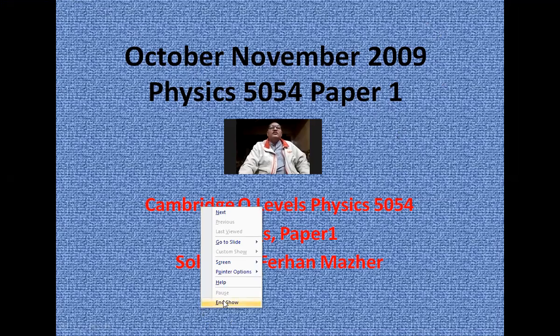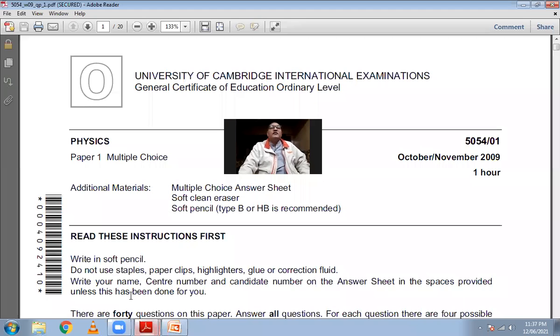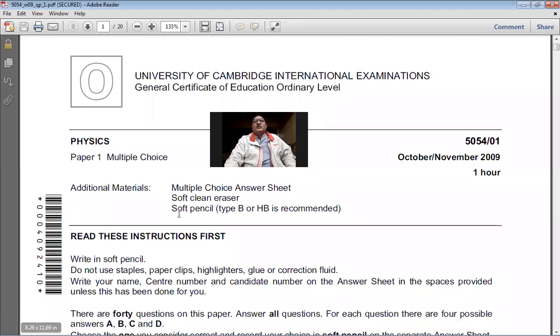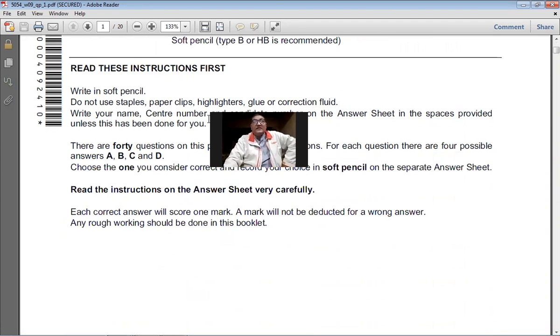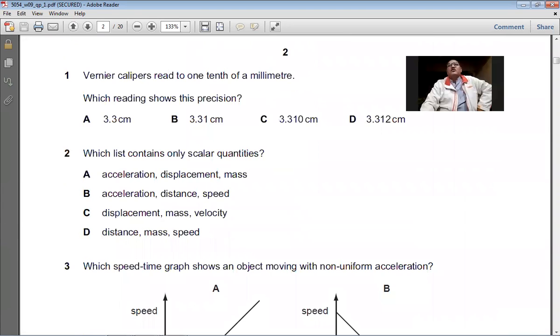Let me show you the paper. Okay. So this is October-November 2009, paper 1. So let's go to the first question. We have the first question, and it says vernier calipers read to 1/10 of a millimeter. Which reading shows this precision?